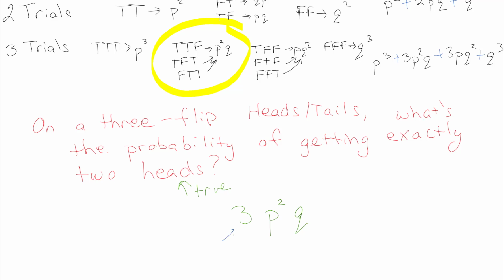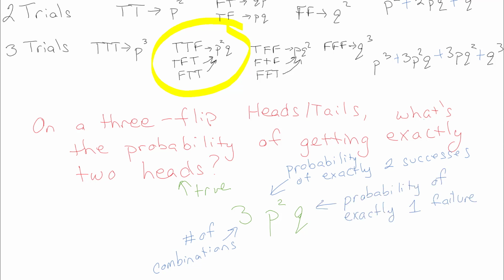So the 3 represents the number of combinations. P squared is going to give me the probability of exactly 2 successes, and then the Q would give me the probability of exactly 1 failure.